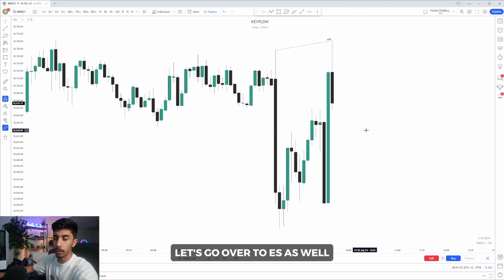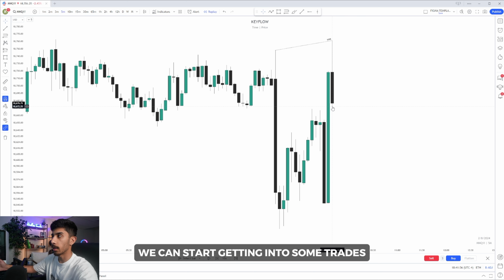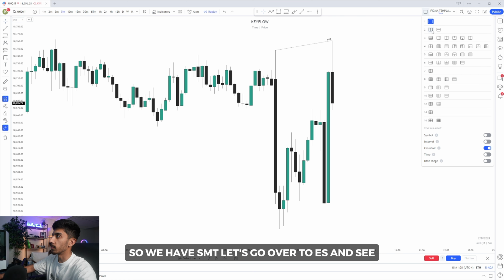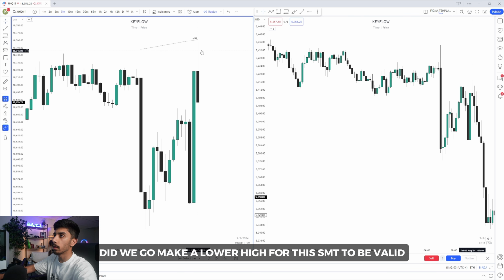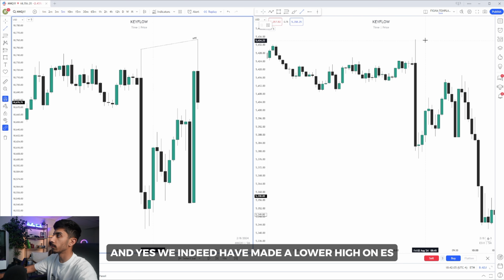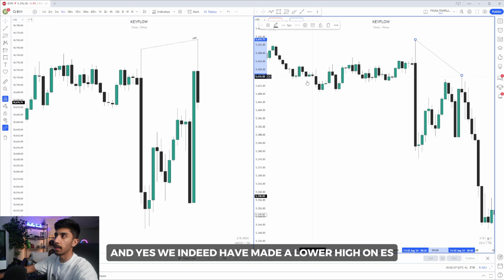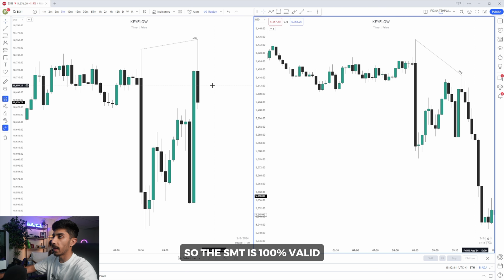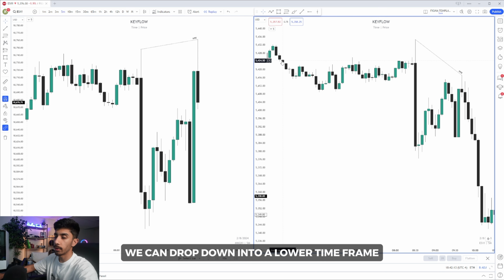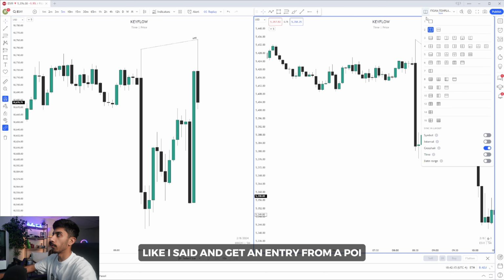Let's go over to ES as well, because now that it's past 9:30, we can start getting into some trades. So we have SMT. Let's go over to ES and see, did we make a lower high for this SMT to be valid? And we indeed have made a lower high on ES. So the SMT is 100% valid. We can drop down into a lower time frame, like I said, and get an entry from a POI.